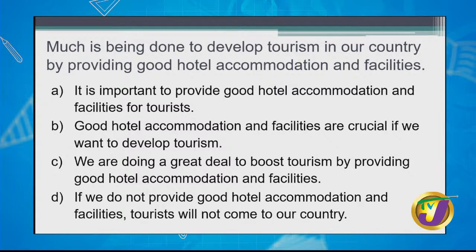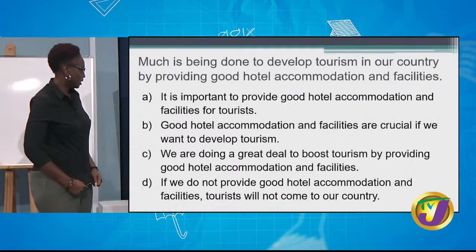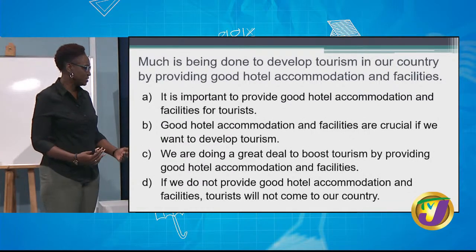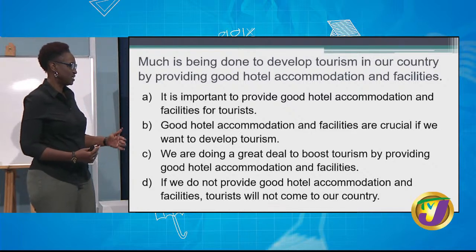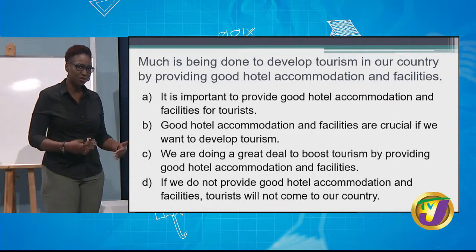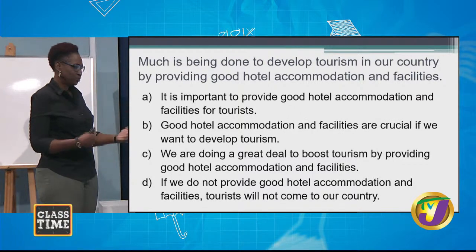And then the last one says, if we do not provide good hotel accommodation and facilities, tourists will not come to our country. So look at these options carefully. Much is being done to develop tourism in our country by providing good hotel accommodation and facilities. If you look at D, you'll realize D is conveying a slightly different message, because D says if we do not supply these things, if we do not provide these things, then tourists will not come.